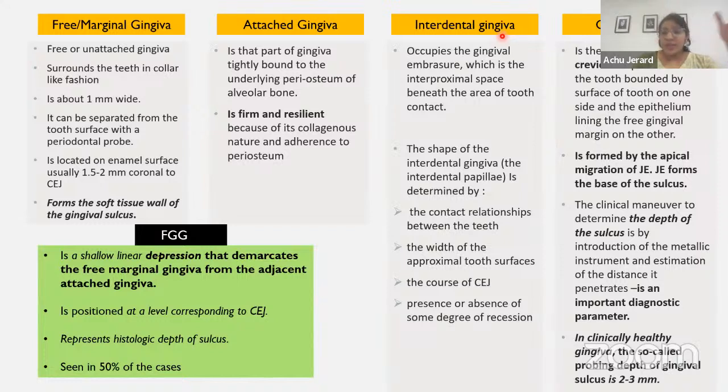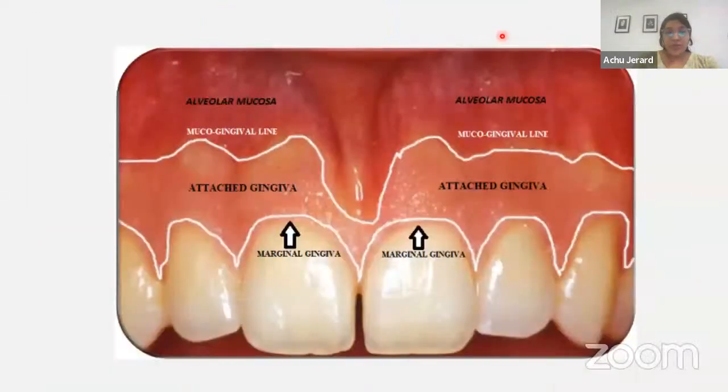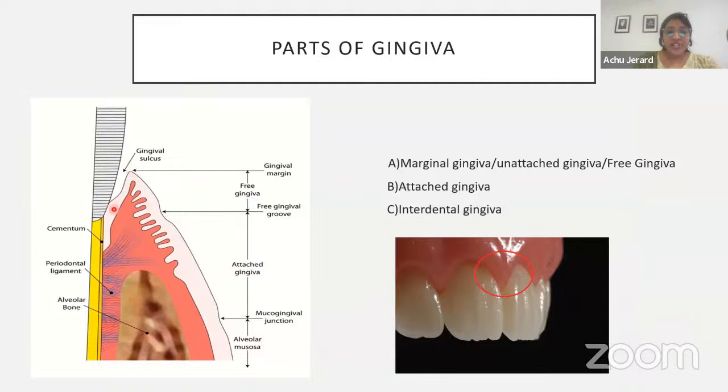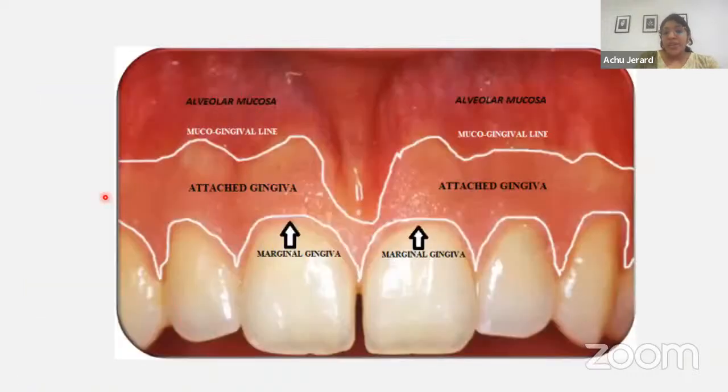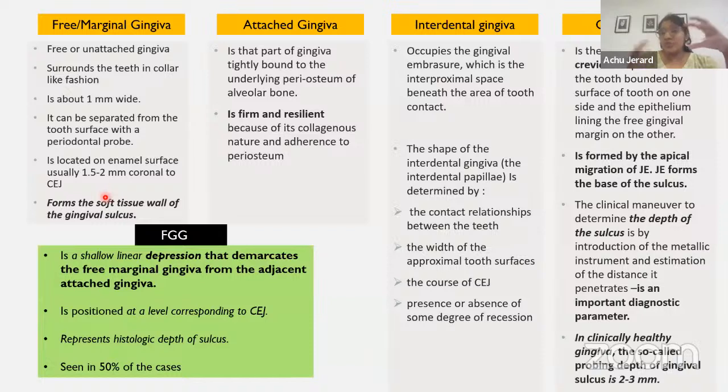Now you have another important part in gingiva, which is the gingival sulcus. You all know it is a shallow V-shaped crevice, right? So this is the gingival sulcus, the shallow V-shaped crevice, which is bounded by tooth on one side and this gingival soft tissue on the other side. So what forms the soft tissue wall? It is the inner aspect of the marginal gingiva that forms the soft tissue wall of the gingival sulcus. And this is formed by the apical migration of junctional epithelium.